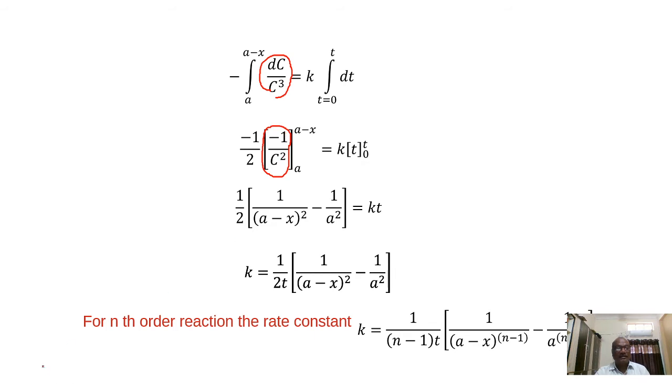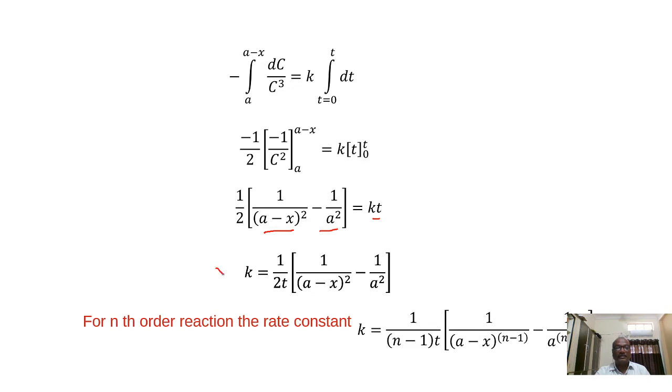So now we are applying the limits. What are the concentration limits? A to A minus x. What are the time limits? 0 to t. Because you know the integral of dt is nothing but t. Applying the limits here, minus and minus becomes plus 1 by 2 into 1 by (A minus x) square minus 1 by A square, upper limit minus lower limit. That is equal to k into t minus 0, which is kt.